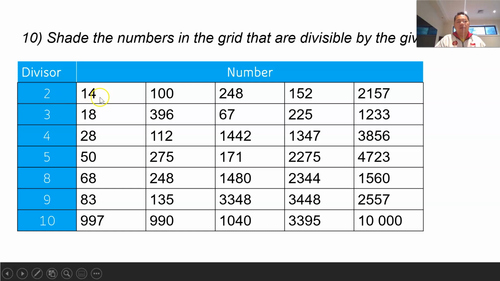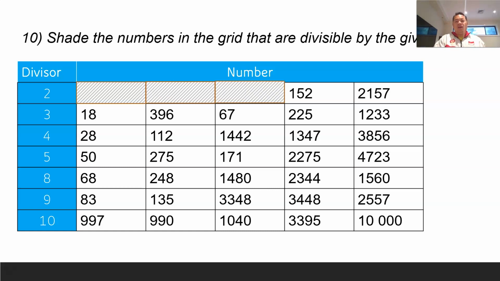So like 14, is it divisible? If it's divisible, you're supposed to shade it. So you just need to shade it. Since 14 is divisible, is 100 divisible by 2? Yes, it is. 248? Yes. 152? Yes. 2157? No, because it's an odd number, so it is not divisible by 2.